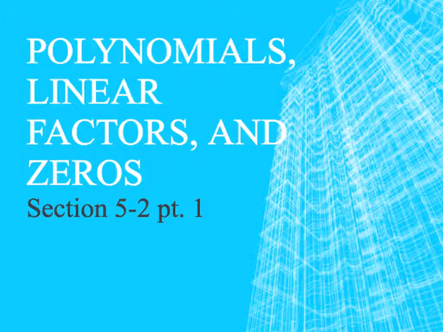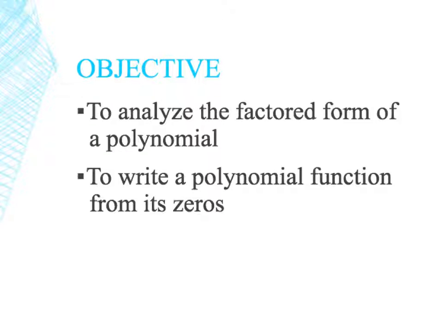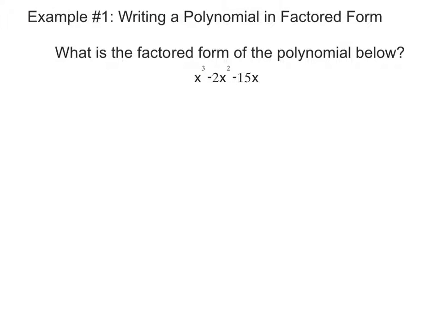Hey class, today's lesson we are talking about polynomials, linear factors, and zeros, which is found in section 5-2, part 1 of your book. We are going to analyze the factor form of a polynomial and to write a polynomial function from its zeros. So in example 1 it says, what is the factor form of the polynomial below? So we have x cubed minus 2x squared minus 15x.